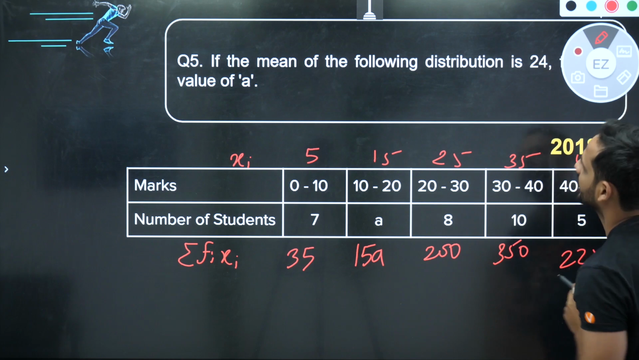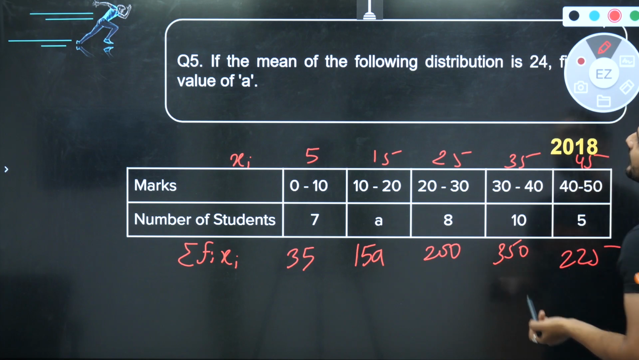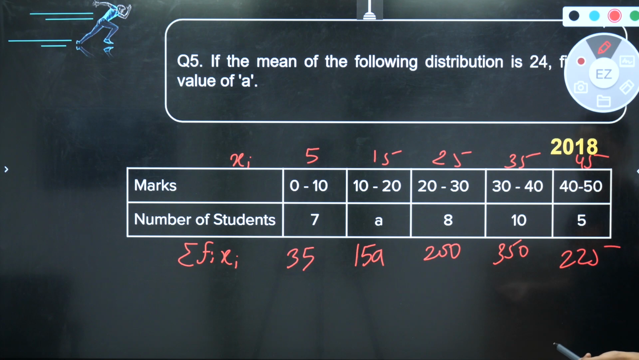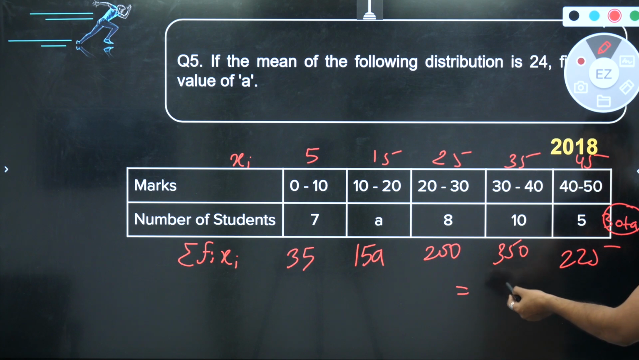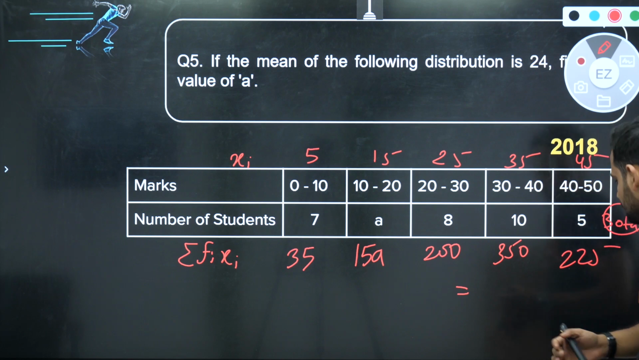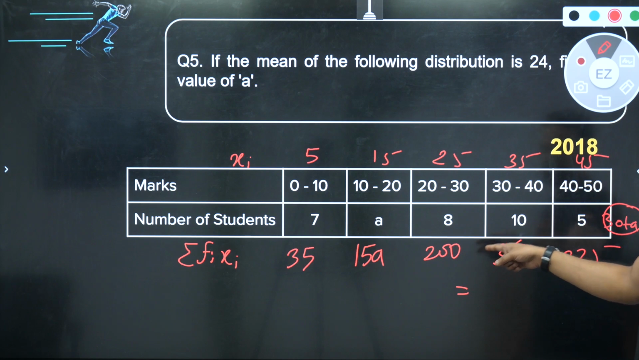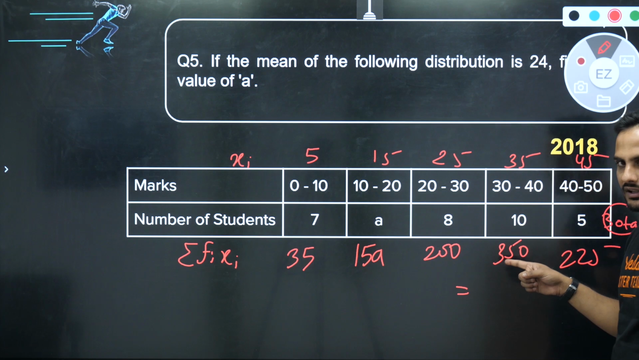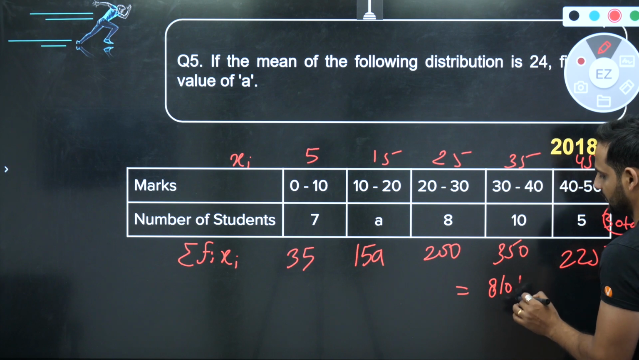Now beta, remember, the sum of the frequency you will be getting: 7 plus 8, 15. Plus 15, 30. 30 plus A. And the numerator is going to be equal to what? 35, 200, 35 plus 225, it is going to be 260, and plus 350 will be 610, and then 810. So you'll be getting 810 plus 15A.